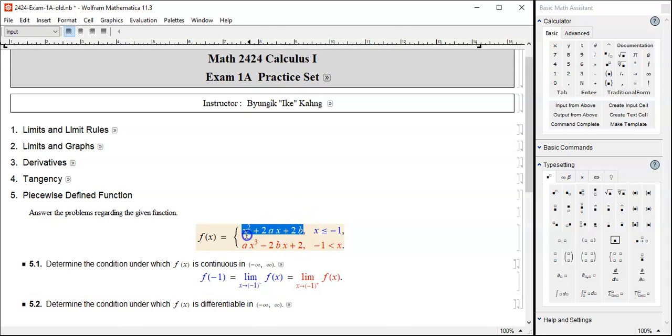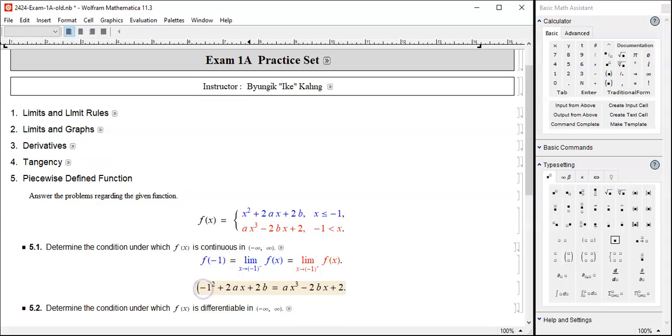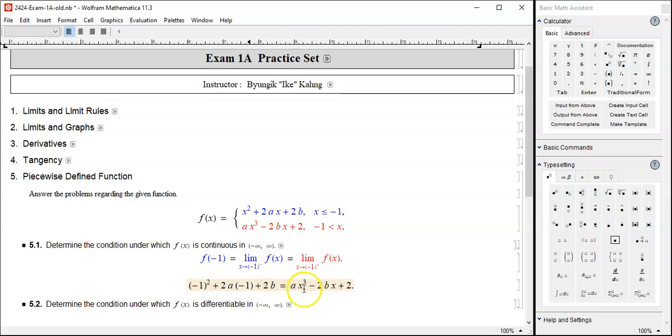Okay, and let's set all these equal to each other. And at x equal to -1, so I have to plug in -1. And then x equal to -1, and that too has to be -1. And this one came from the first line, and this one came from the second line. So what do we have? We have equation number 1.